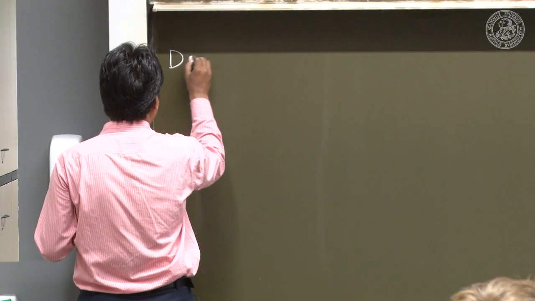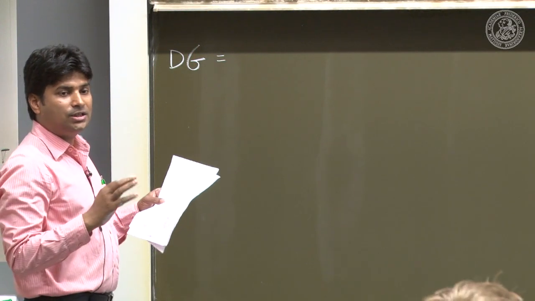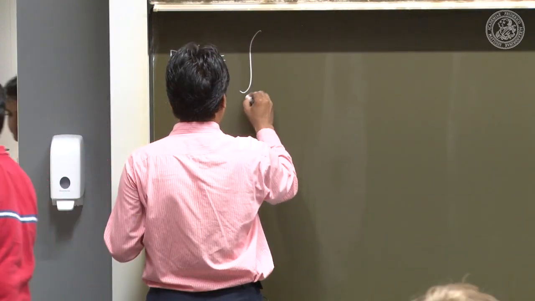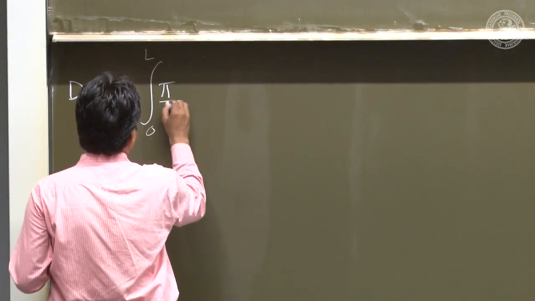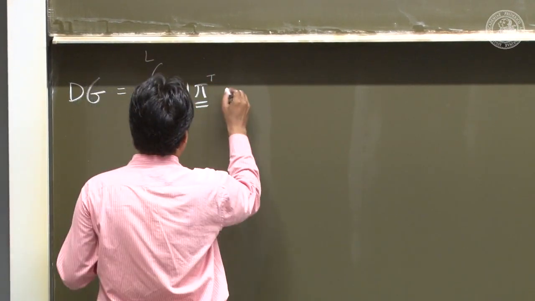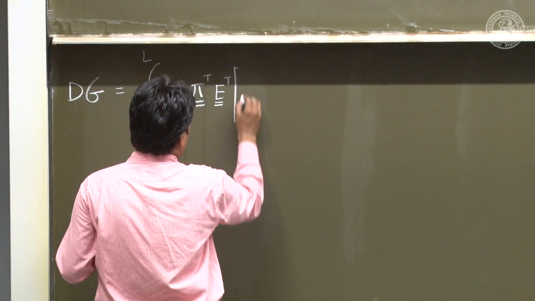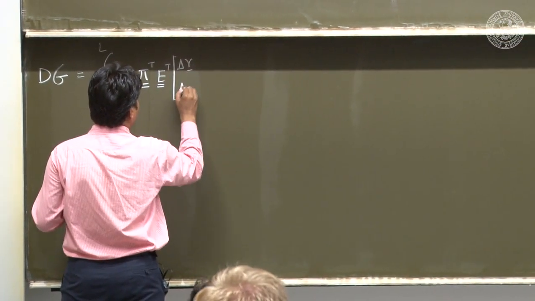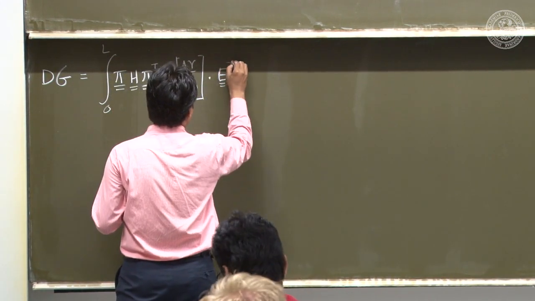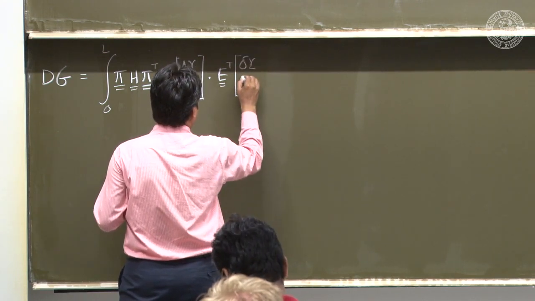So, let me just write down the linearized weak form, which we wrote as dg, d for linearized form. So, that was an integration from 0 to L of pi h pi transpose, which we had defined last time, times E transpose del little r del theta dot with E transpose del little r del theta.